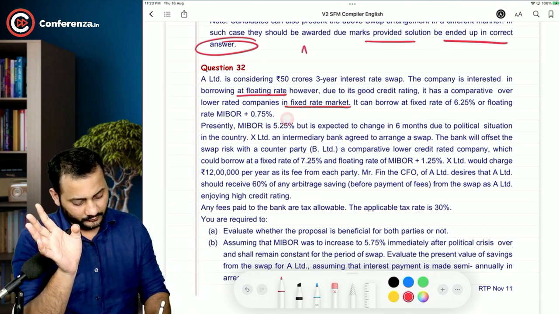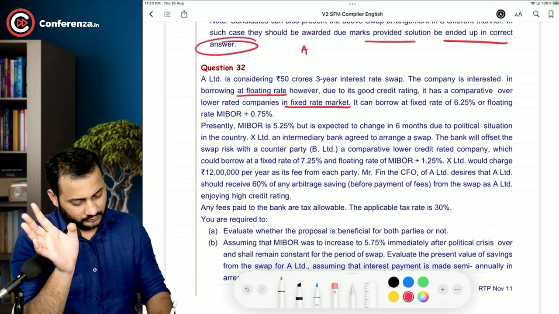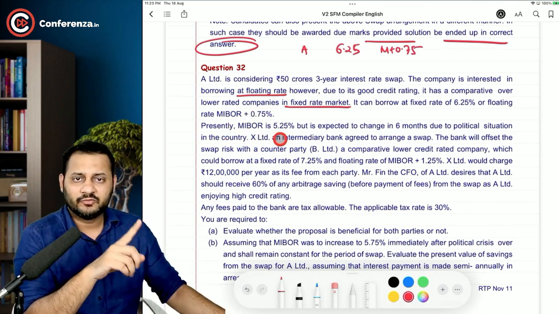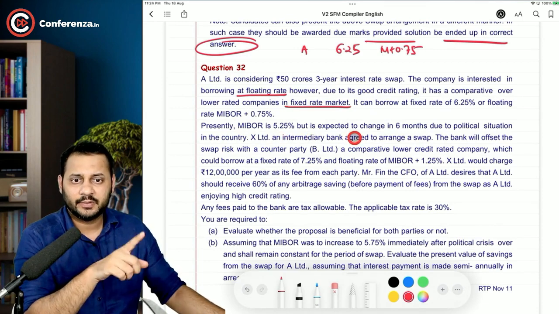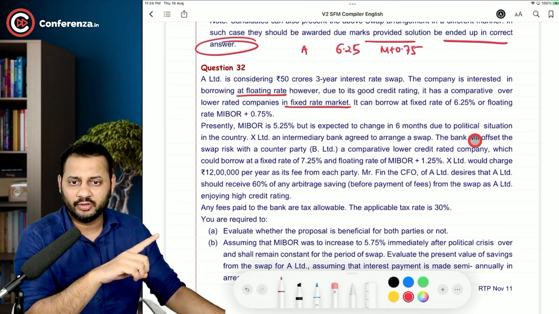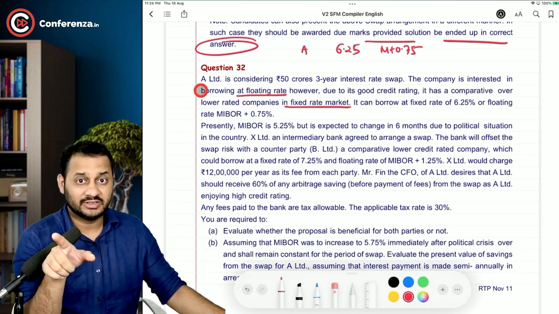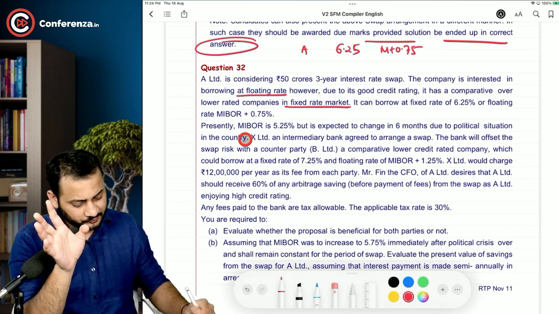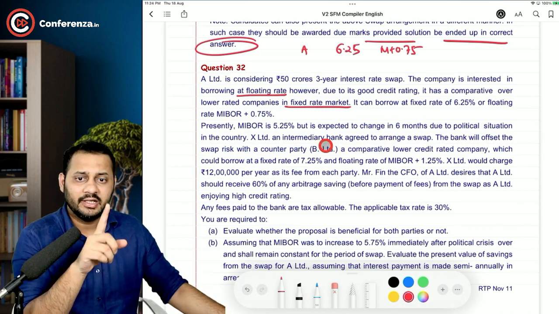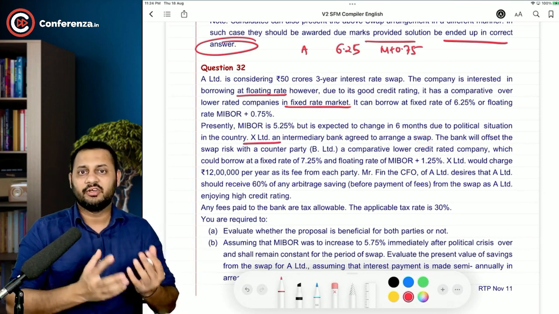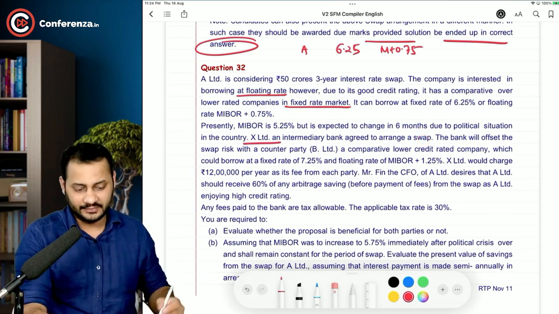It can borrow at a fixed rate of 6.25 and a floating rate of MIBOR plus 0.75. So A Limited: 6.25 and MIBOR plus 0.75. So fixed and floating rate. Presently, MIBOR is 5.25%, but it is expected to change in 6 months' time due to the political situation in the country. X Limited, the other company, this was A Limited, now this is X Limited, an intermediary bank agreed to arrange a swap. So this is the intermediary, financial institution, dealer we can say.